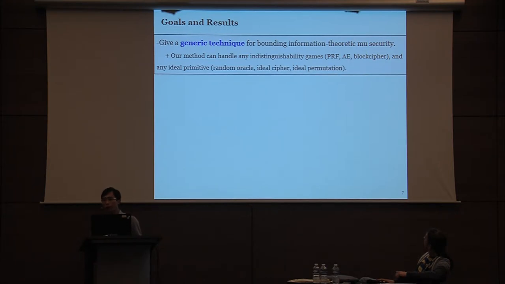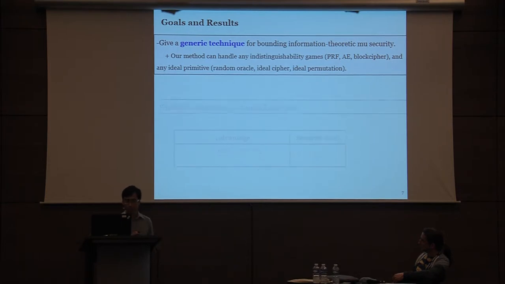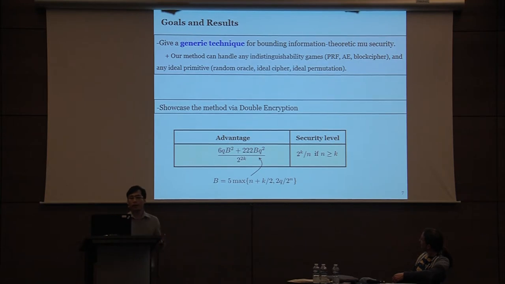While we focus on double encryption, the scope of our work is much broader. We actually provide a generic technique for building information-theoretic mu security. Our method can handle many types of constructions, such as authenticated encryption, PRF, or block cipher, and many types of ideal primitives, such as random oracle, ideal permutation, or ideal cipher, as long as the security notion is an indistinguishability game. We then showcase the new method on double encryption. The advantage formula is somewhat complex, but if the block length n is greater than the key length k, then we essentially achieve the dream bound.